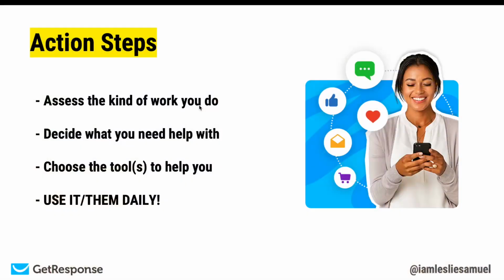Number 1, assess the kind of work you do. What do you do in your business right now? What are the tasks that you are doing? What are the tasks that you have other people doing? What are the tasks that you don't have other people doing because you can't afford to get other people to do it? Once you've decided on those things, you now decide what you need help with.